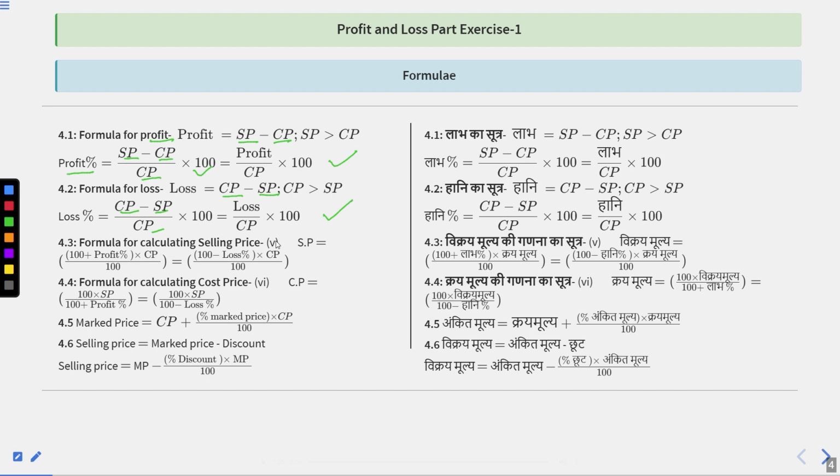Formula for calculating selling price. Clear? If profit or loss is given and CP is given, how can we calculate the SP directly? SP is equal to (100 plus profit percent) multiplied by CP upon 100, or we can say (100 minus loss percent) multiplied by CP upon 100. Then we get our SP. In the same way, the formula for calculating cost price: if SP is given and profit or loss anyone is given, then CP is equal to 100 multiplied by SP upon (100 plus profit percent), or we can say 100 multiplied by selling price upon (100 minus loss percent).